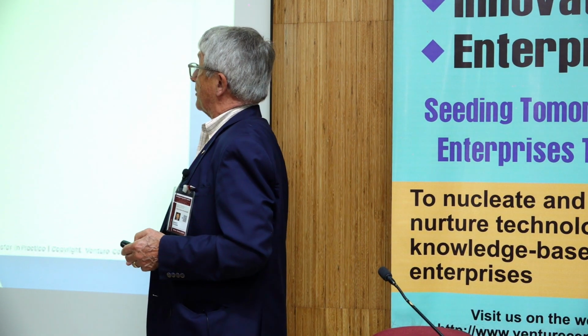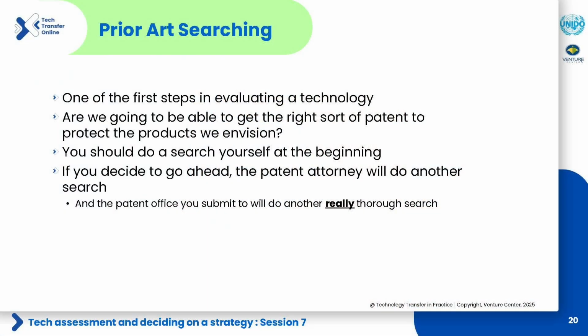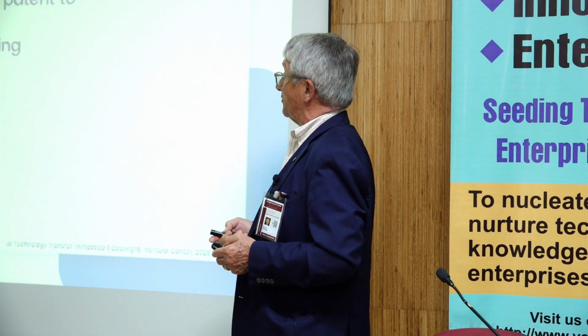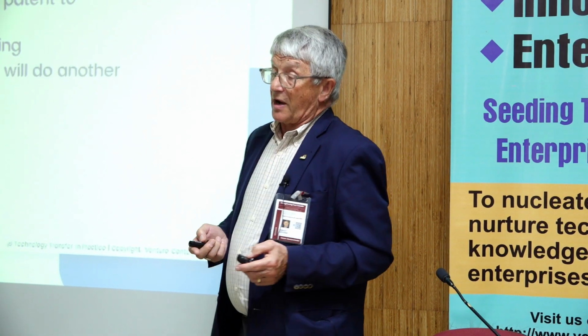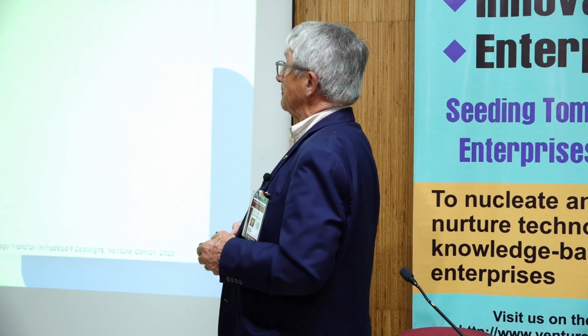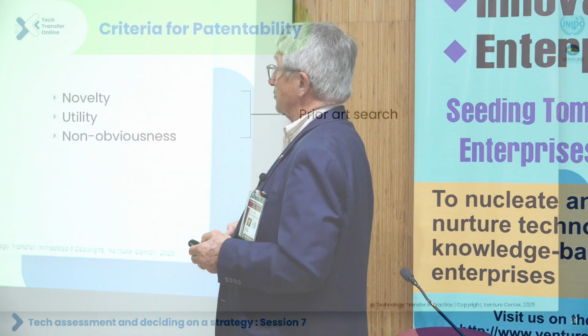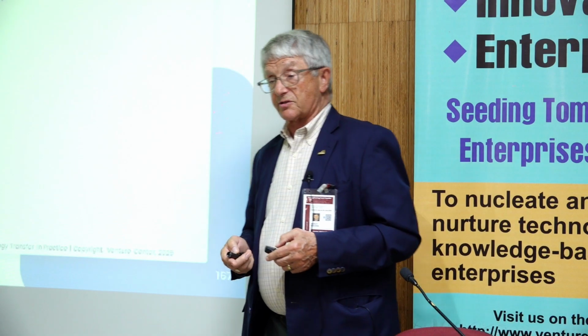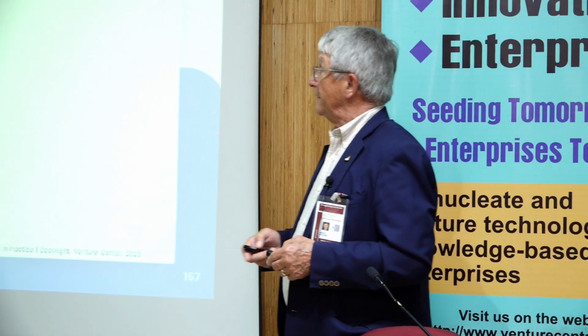Prior art searching is one of the first steps in evaluating a technology. Are we going to be able to get the right sort of patent? You should do your search yourself at the beginning. And if you decide to go ahead, then I'm sure your patent attorney will do another and perhaps better prior art search. And the patent office you submit it to will do a really, really thorough prior art search. The criteria are novelty, utility, and non-obviousness, and it's novelty and non-obviousness that you're looking for.